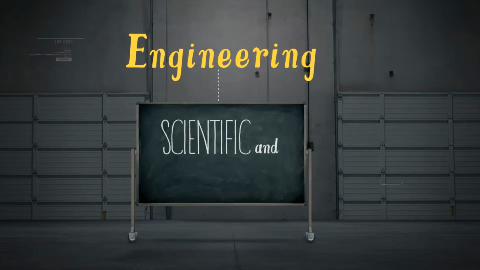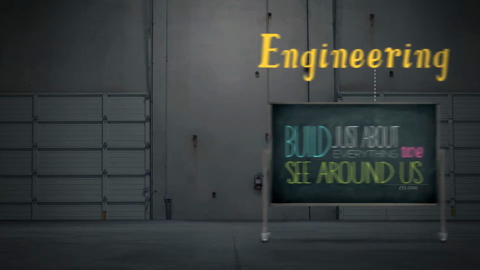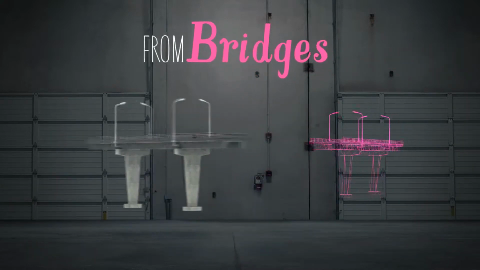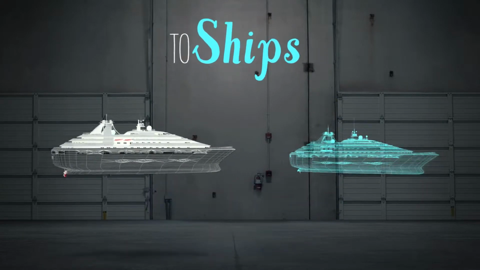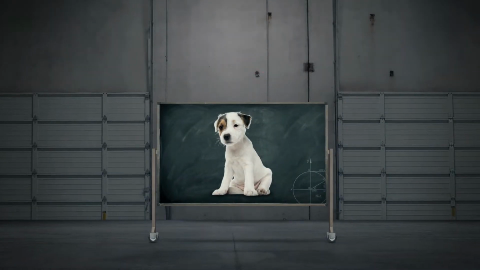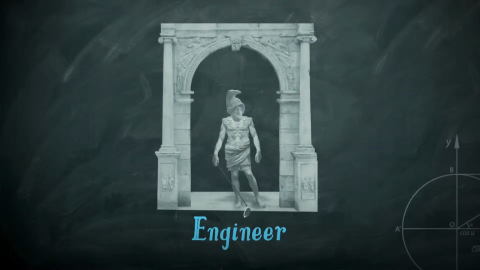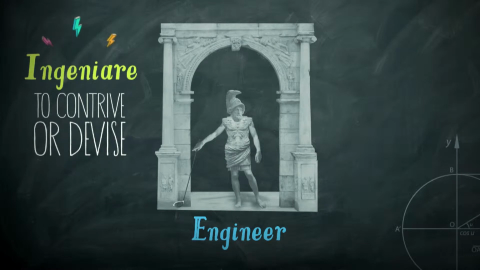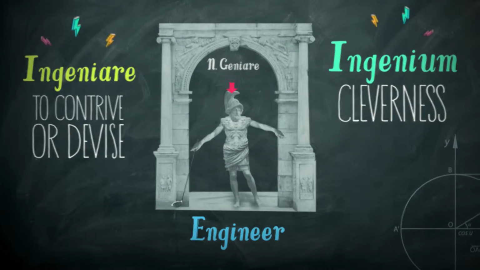Engineering is man's application of scientific and mathematical knowledge to build just about everything we see around us. From bridges to buildings, to ships, to... No, not dogs. Sorry, boy. The word engineer is derived from the Latin roots enginare, to contrive or devise, and ingenium, which means cleverness.